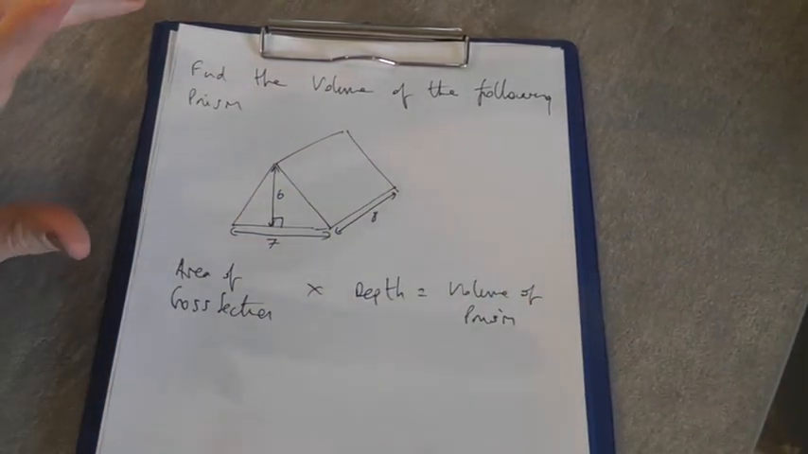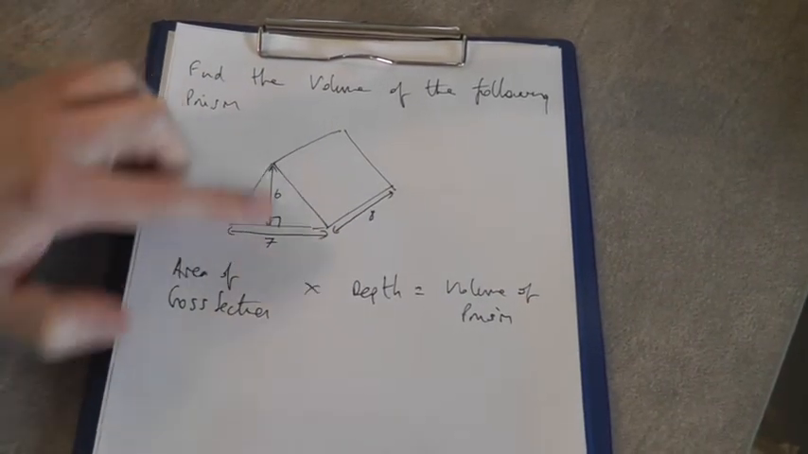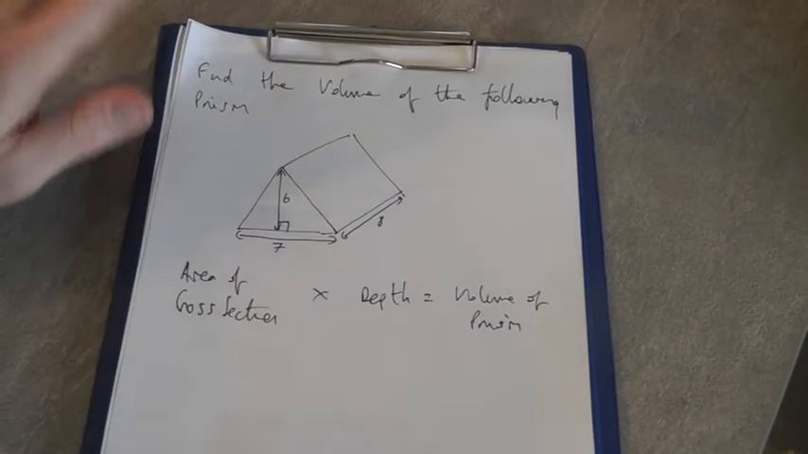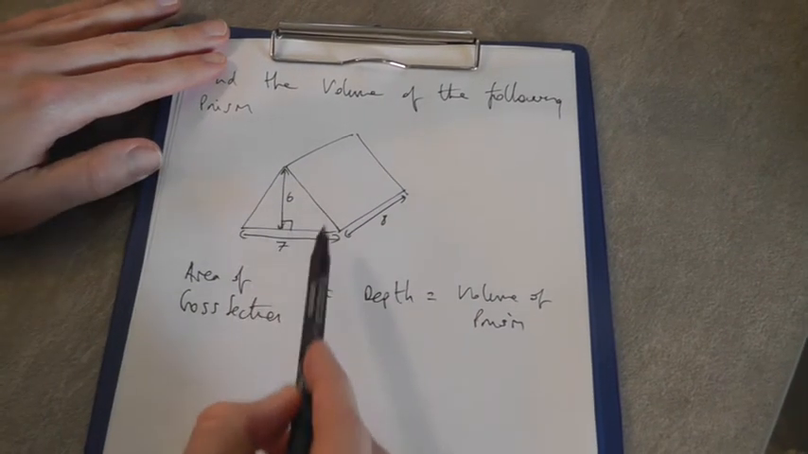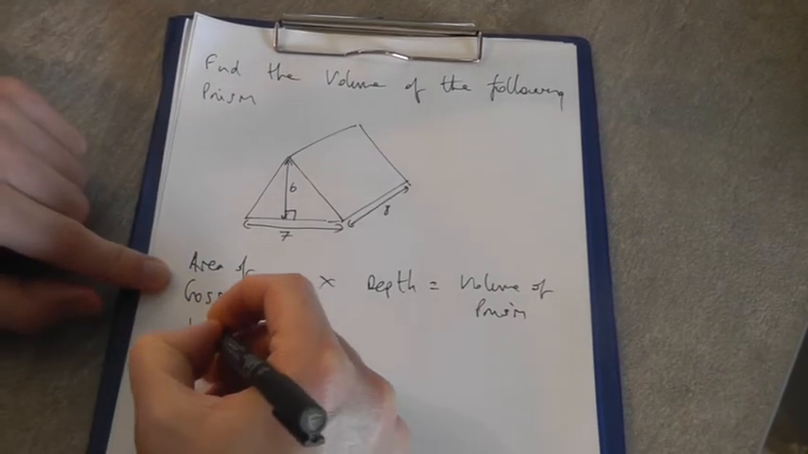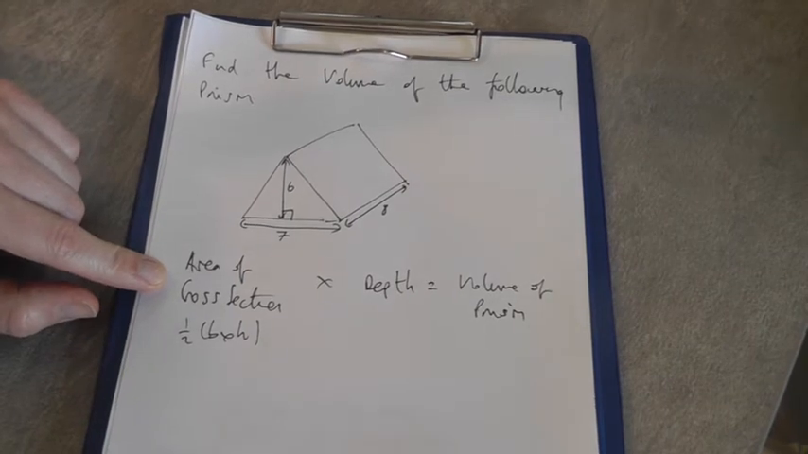So I've written a little formula here. The area of the cross section multiplied by the depth of the prism is equal to the volume of the prism. So let's set about this. This is a right angle triangle, and to find the area of a right angle triangle, it's half the base times the height.